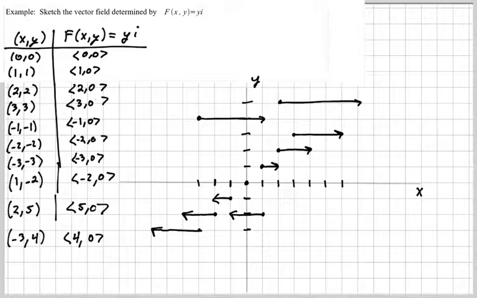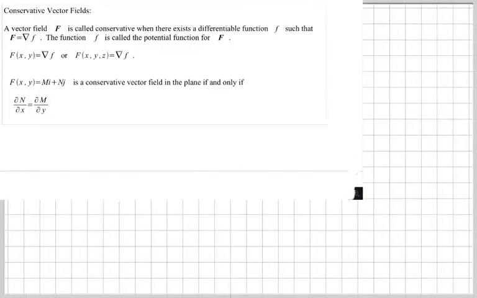Okay, so let's move on to a little bit more for this video. We're going to look at conservative vector fields. We say a vector field F is called conservative when there exists a differentiable function, lowercase f, such that the vector field F is equal to the gradient of lowercase f. The function lowercase f is called the potential function of F. So f of x, y, that's your vector field function.